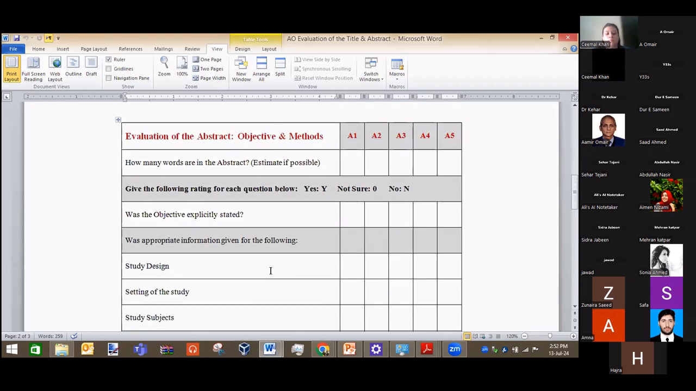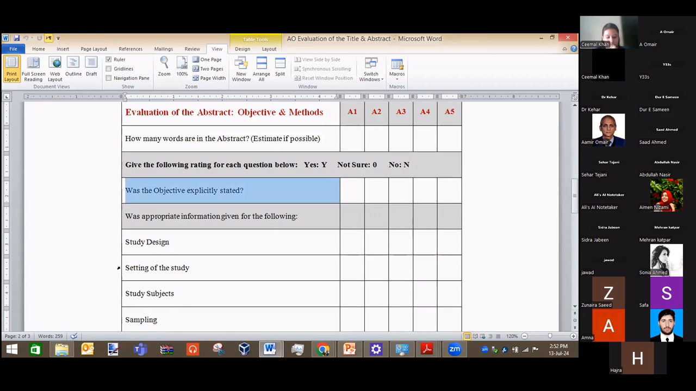Abstract, very much there. How many words are there? You don't really have to count them, but estimate how many words are there in a line, how many lines are there, and you can just get that. If you have it as a Word copy, it will get that. Objective or aim, was it really specifically stated? You don't need any references or anything.